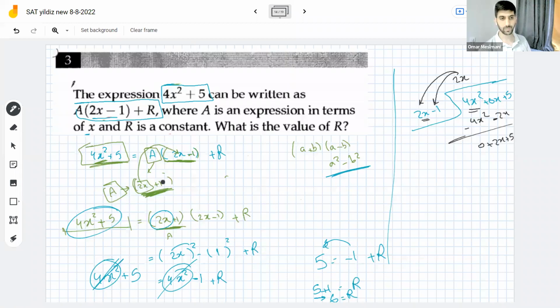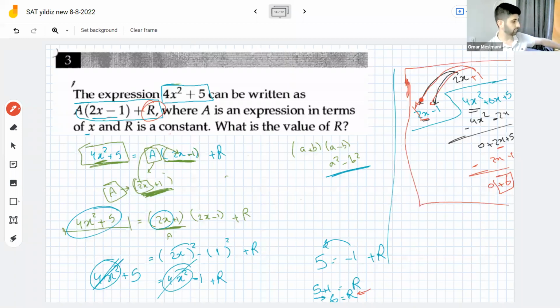Plus 5. Now, 2x divided by 2x is plus 1. So 1 multiplied by 2x is 2x. 1 multiplied by minus 1 is minus 1. You subtract. 2x minus 2x is 0. 5 minus minus 1 is plus 6. So this is the answer you're looking for, which is plus 6. At the end, we have plus 6. You can also use this one. I don't know, you might like it.